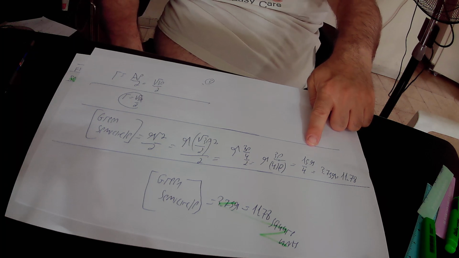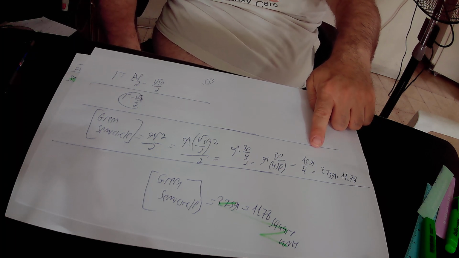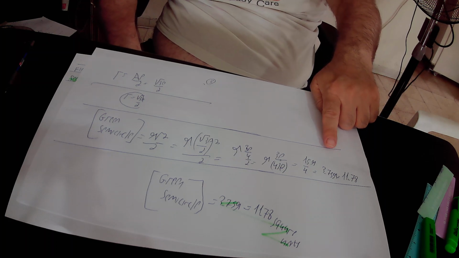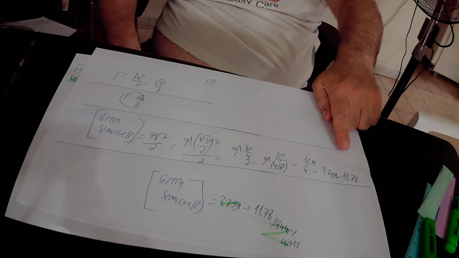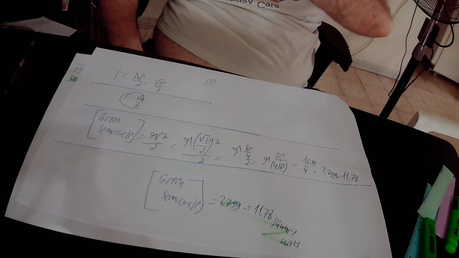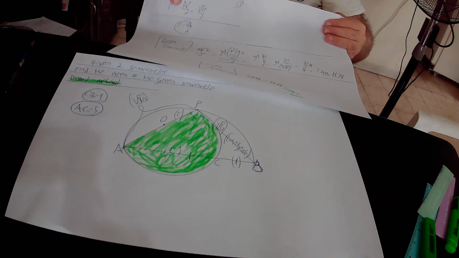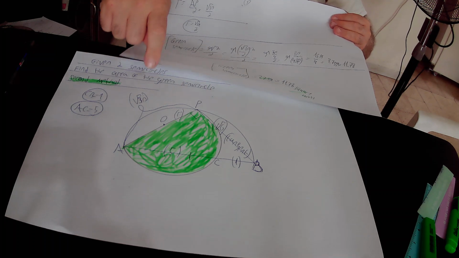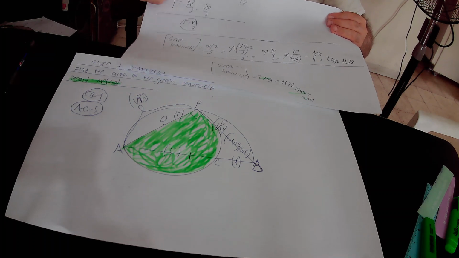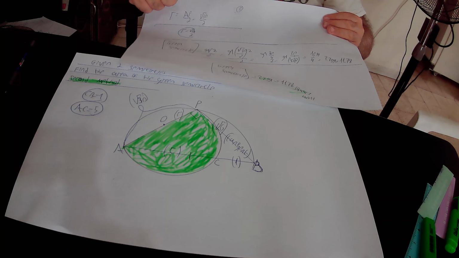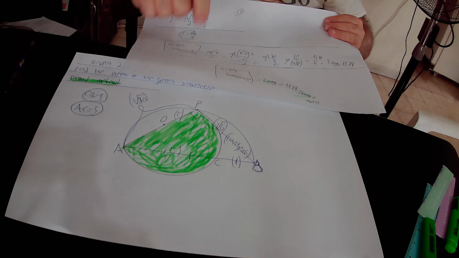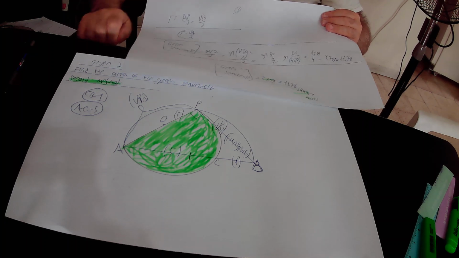Therefore, in total, the value of this expression is 3.75 pi, and 3.75 pi is 11.78. So in total, in both methods, we actually found out that the area of this green semicircle equals to either 3.75 pi square units, or in terms of numbers, it is equal to 11.78 square units. Okay, thank you very much.